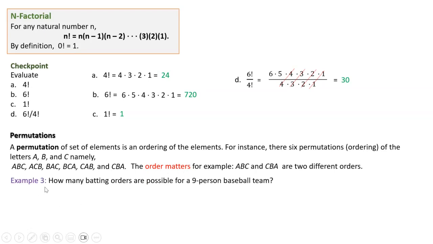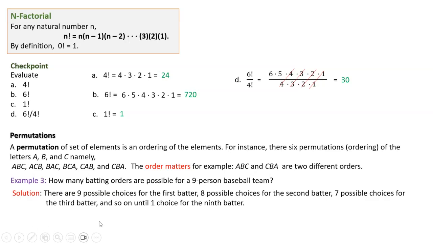Example 3. How many batting orders are possible for a 9-person baseball team? Solution: there are 9 possible choices for the first batter, right? So if we want, we can write down 9 different blanks, like blank, blank, blank, because there are 9 different orders. So in other words, this is going to give us 9 permutations.